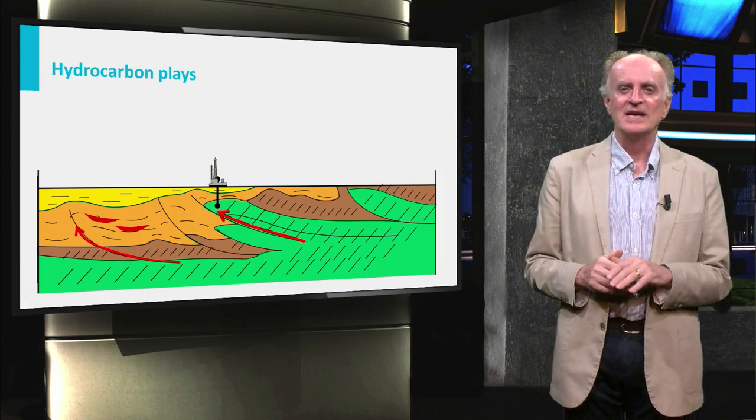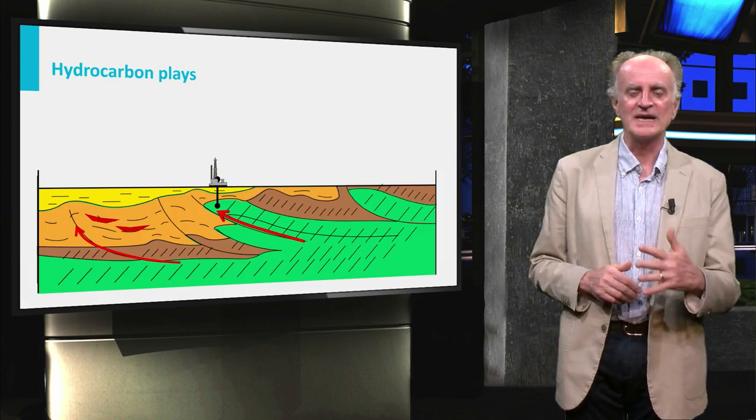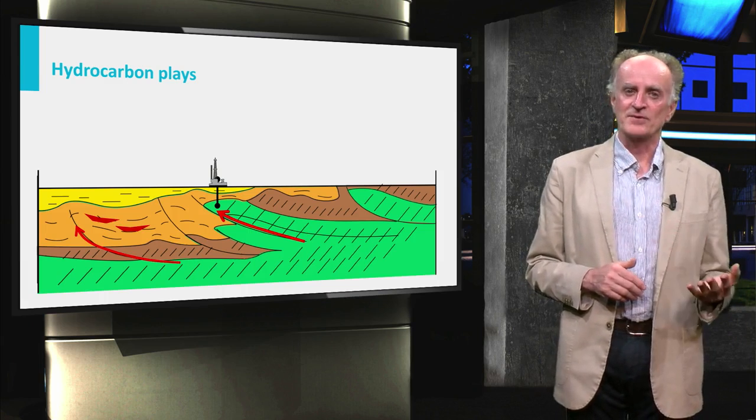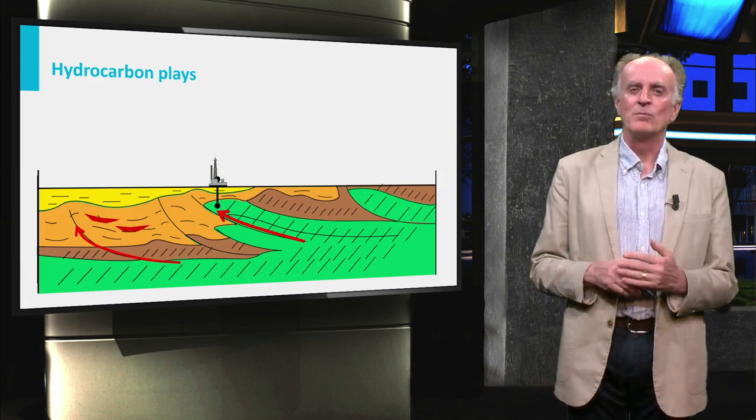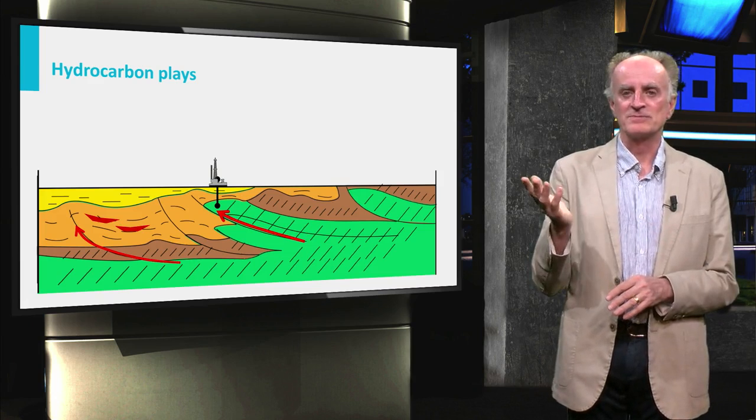A key challenge in fold and thrust belts is the relative timing of hydrocarbon generation and trap formation. If hydrocarbons are generated too early, when the folds are not present, then they might simply reach the surface with no accumulation.